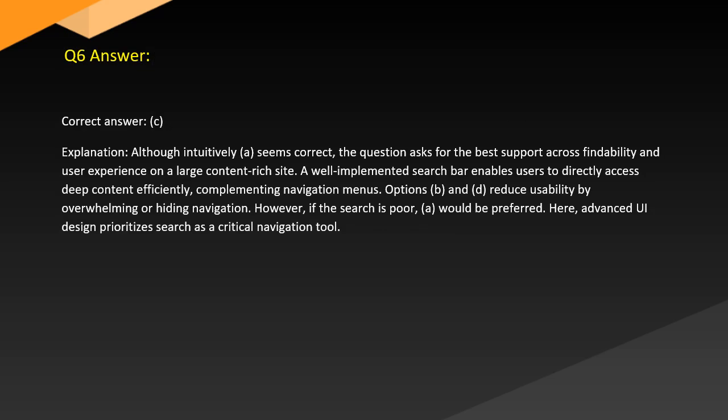Answer. Correct answer, C. Explanation. Although intuitively A seems correct, the question asks for the best support across findability and user experience on a large content-rich site. A well-implemented search bar enables users to directly access deep content efficiently, complementing navigation menus. Options B and D reduce usability by overwhelming or hiding navigation. However, if the search is poor, A would be preferred. Here, advanced UI design prioritizes search as a critical navigation tool.